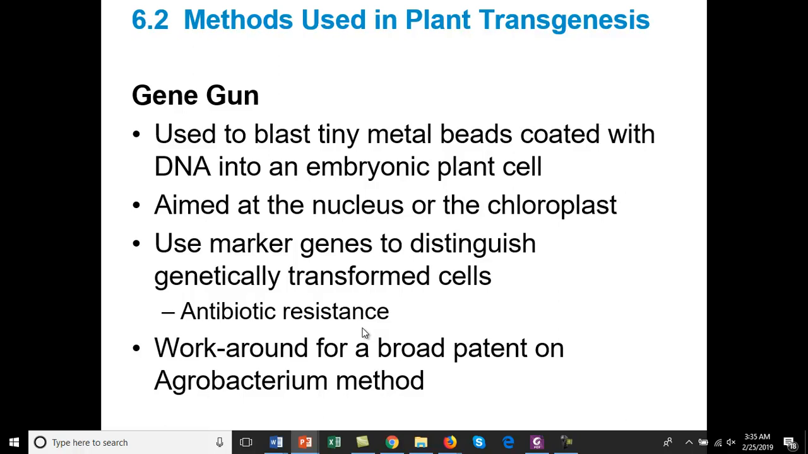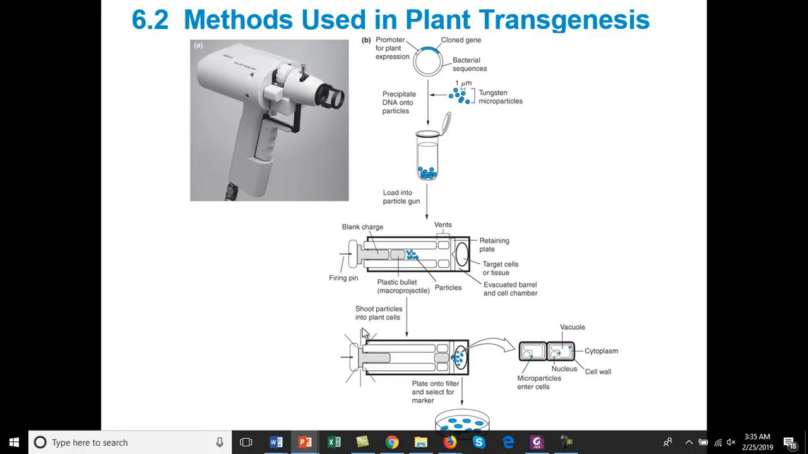It was designed by DuPont, and DuPont went and patented their technology. Okay, so we have an inferior technology to Agrobacterium, but it was patented as well. Here's a gene gun. Okay, and you just have your plasmid. You coat this on, they show tungsten. I've seen gold used before.